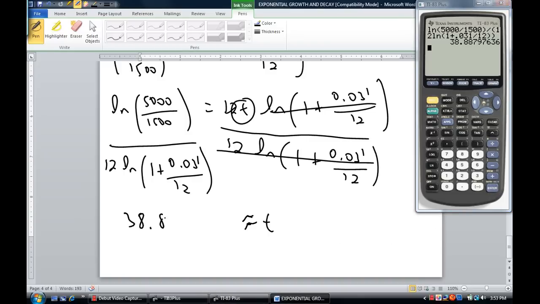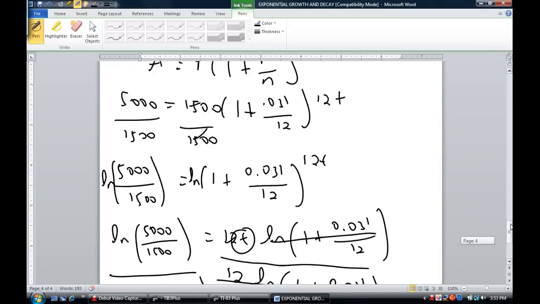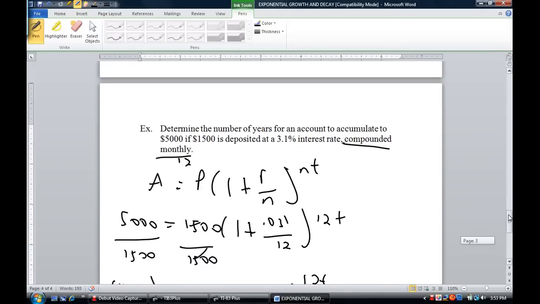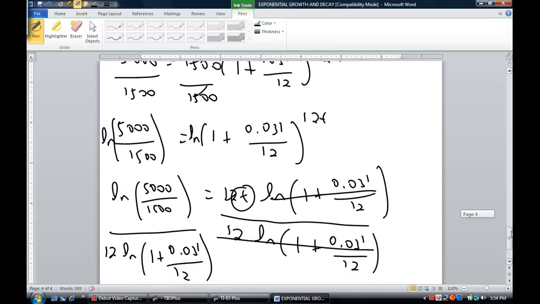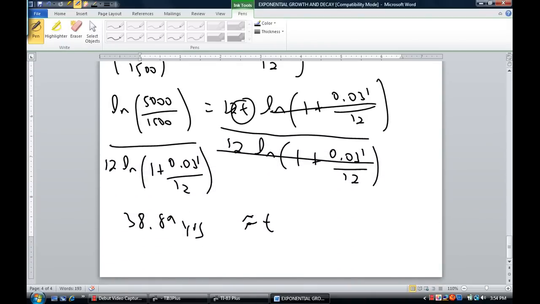And we get about 38.89 years. Make sure that's what the problem was asking. Yep, number of years. You should know by now when you're doing compound interest problems and you're trying to find out how much money you're going to make, $1,500 is a small amount. 3.1% interest rate is a low rate, and monthly is standard, and it's not very quick. So it's going to take a long time for 1,500 to become 5,000. So just be aware. In fact, you can see it takes 38.89 years.